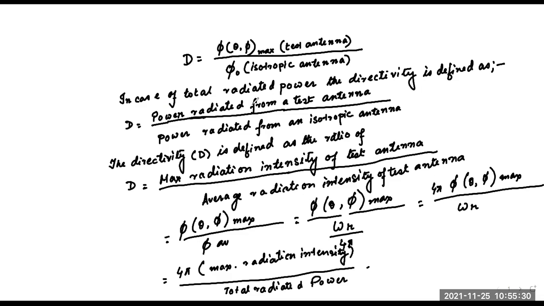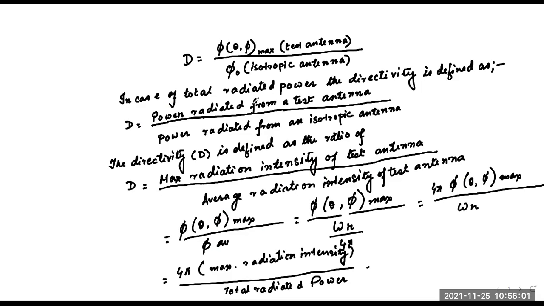Directivity is the ratio of power radiated from the test antenna by power radiated from the isotropic antenna. So the directivity ratio is defined as the maximum radiation intensity of the test antenna by the average radiation intensity of the test antenna. That is denoted by D = φ(θ, φ)max by φ average.